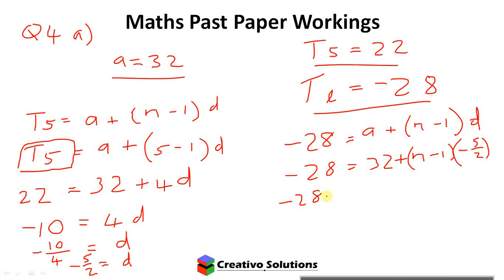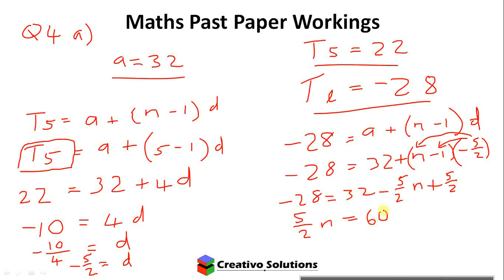So minus 28 equals 32, and I need to multiply all this out. Expand it, so negative 5 over 2 n, and then a negative and a negative is a positive, plus 5 over 2. So take this across, so I'm going to have 5 over 2 n equals, minus 28 on this side becomes plus 28 on that side. So 32 plus 28 is 60, and then plus 5 over 2, which is 2.5, so it'll be 62.5.